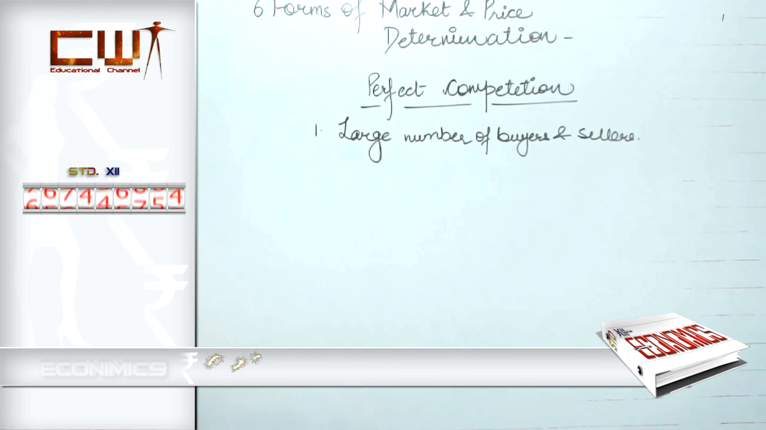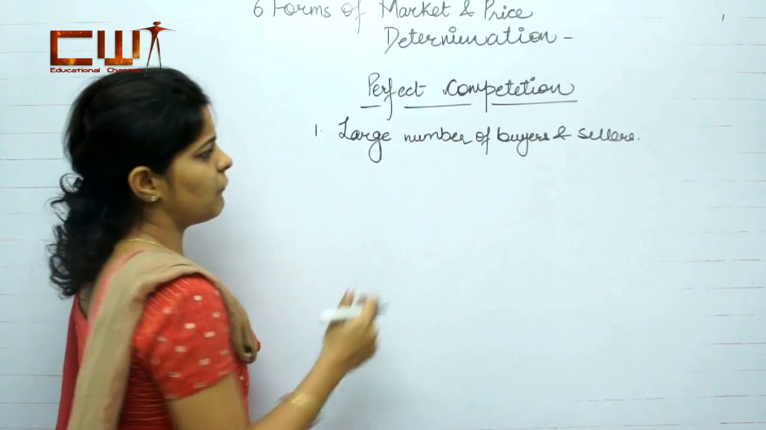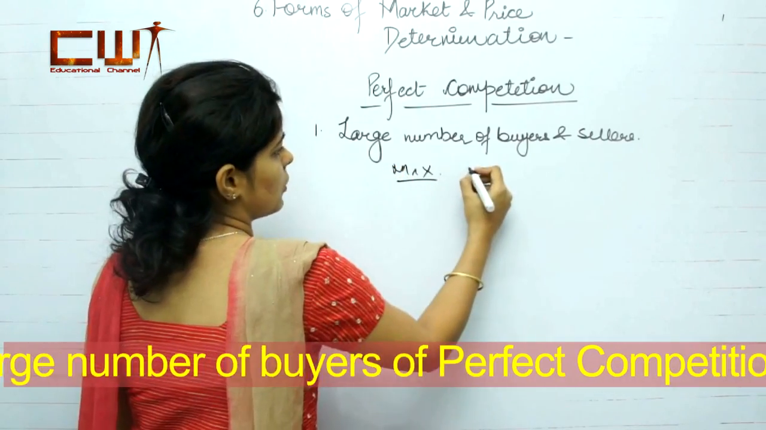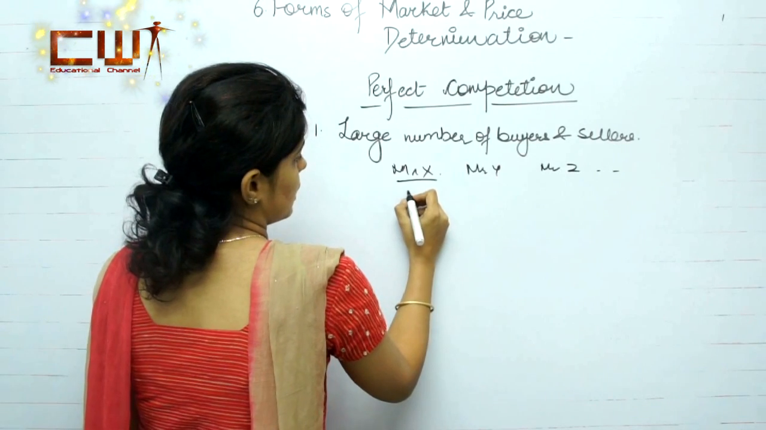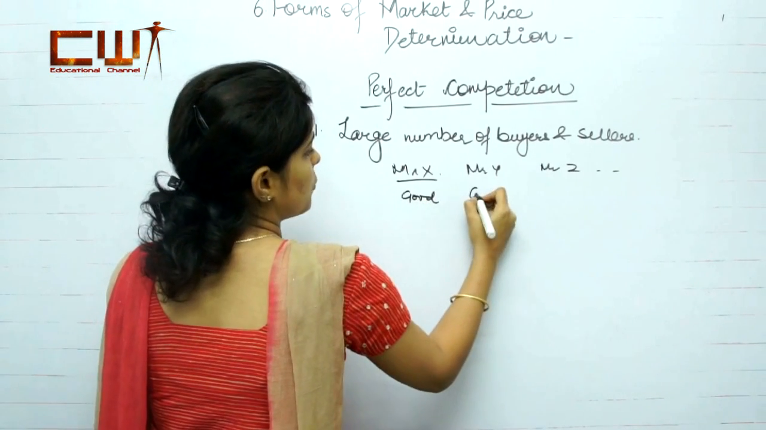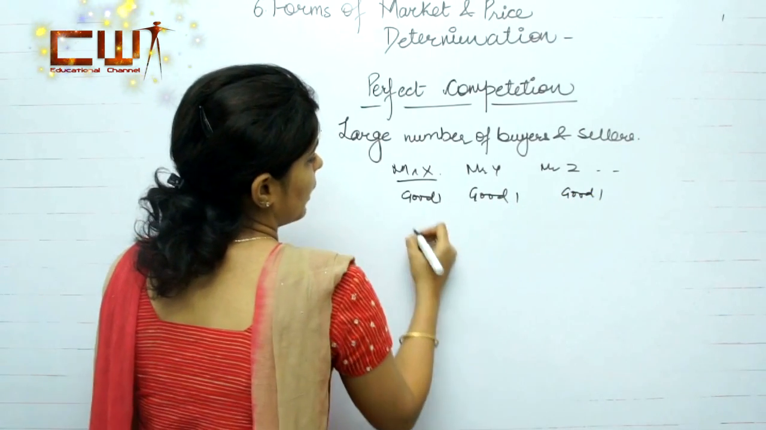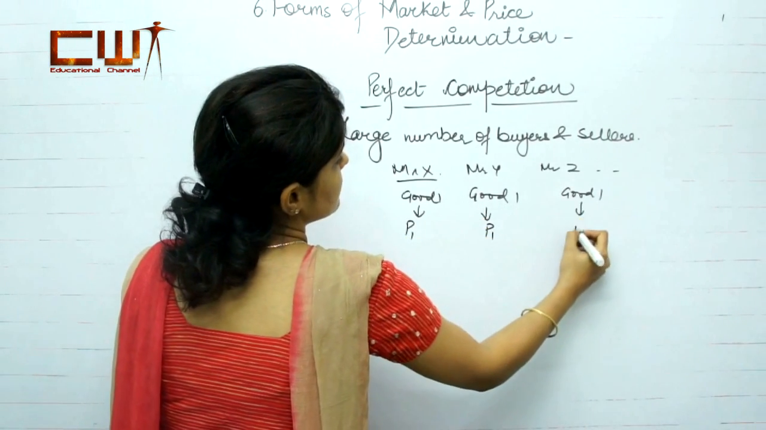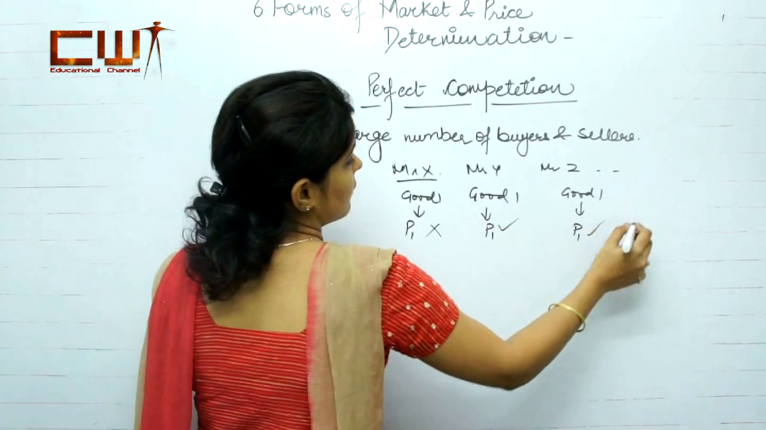There are a large number of buyers and sellers, and nobody can influence the market demand, because suppose I am visiting Mr. X, and there are also Mr. Y, Mr. Z and so on. He is producing some kind of good. He is also producing the same good, at the same price P1. So if I don't visit this person, I will visit him or I will visit him.